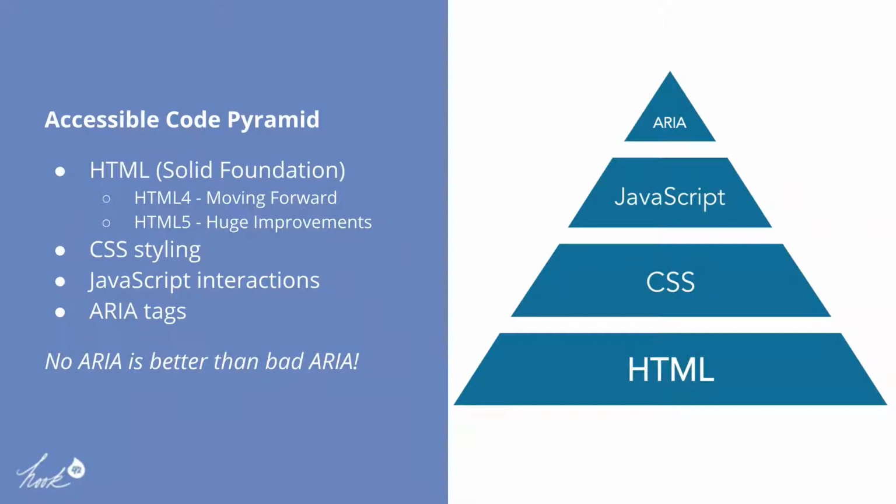So you start with your HTML, do your CSS, do your JavaScript, and then they have this 4-letter word up here called ARIA. ARIA is, I'm just going to say, no ARIA is better than bad ARIA. And I'm going to say that a few times. So ARIA is special tags that you can use to help communicate to your assistive technology how it should work.